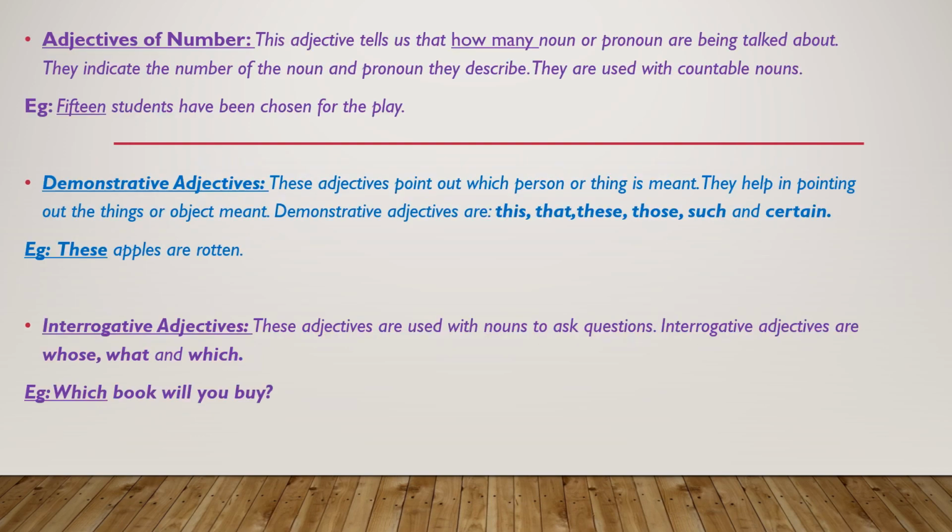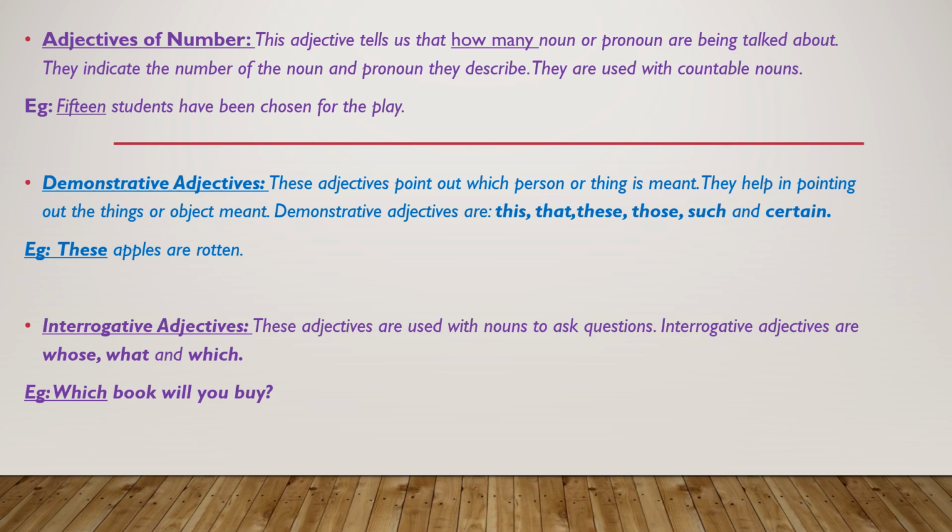Then comes adjectives of number. This adjective tells us how many nouns or pronouns are being talked about. They indicate the number of the noun and pronoun they describe. They are used with countable nouns. Of course, if these are countable nouns, we can count them. And if we can count them, we need numbers for that. For example, 15 students have been chosen for the play. I have eaten 3 burgers. I want 2 more pencils, etc.